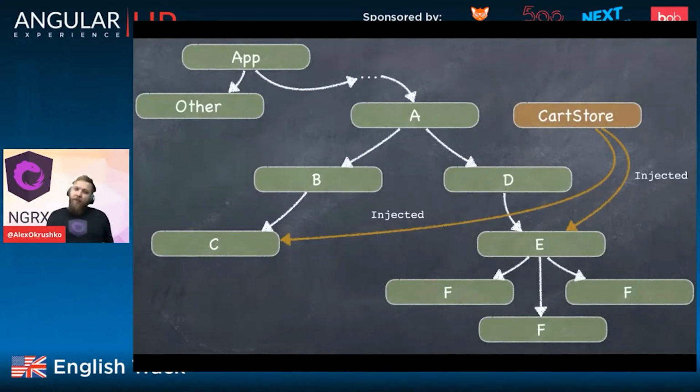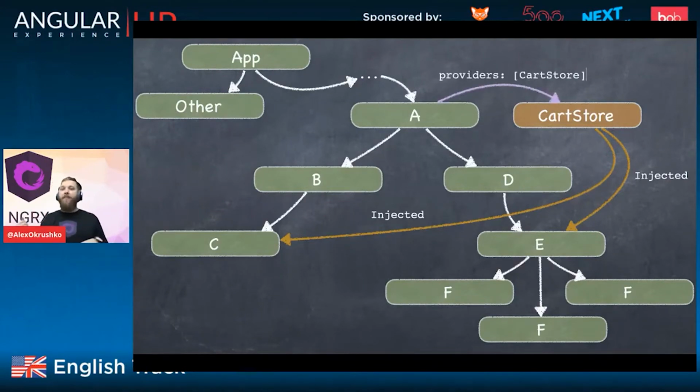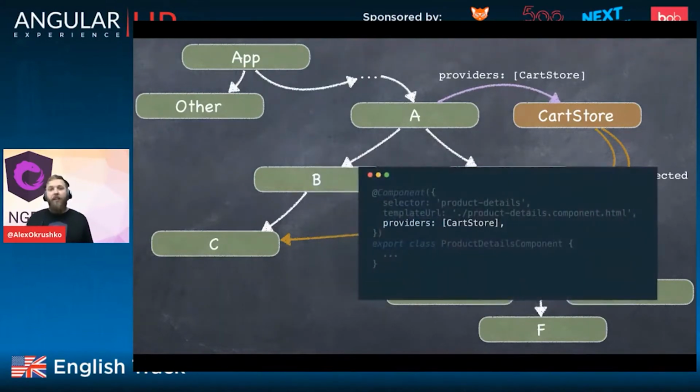Well, it's kind of a similar picture of what we had before, but in this case, component A is providing the cart store. So in the component metadata, in the providers, it provides this cart store, right? And what it does is it now links that component store, the cart store in this case, to the lifecycle of component A. Meaning, if component A gets destroyed, cart store gets cleaned up, everything automatically unsubscribes, effects are stopped, everything is cleaned up, and now we can move on to something else.